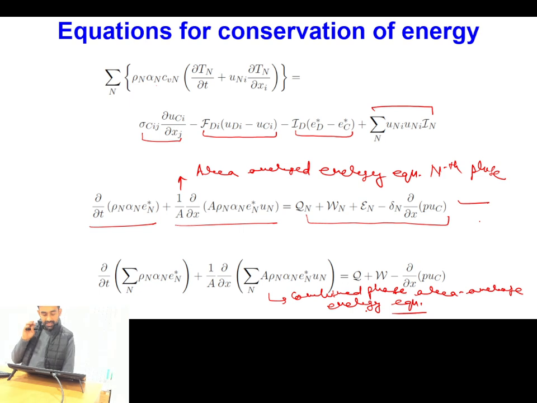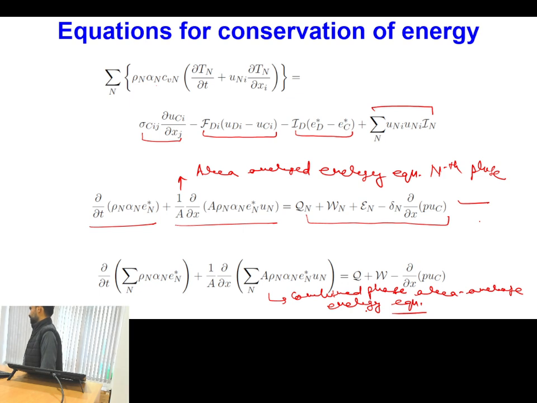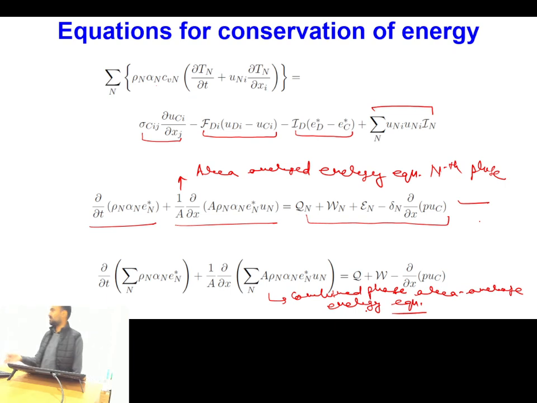Now, if a mathematical form is given, you should be immediately able to tell, by just looking at the mathematical form, what type of physical situation it is applicable for. Like, is it for an individual phase, is it for combined phase, is it an area averaged equation? So by just looking at the mathematical form, you should be able to give its physical description.